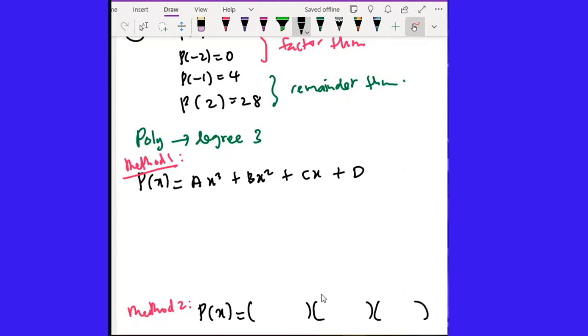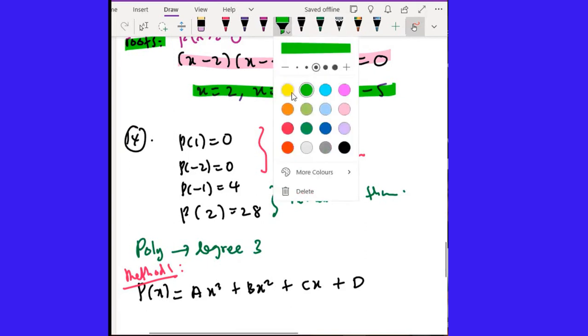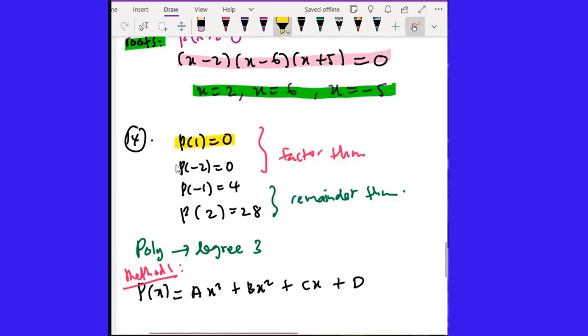Okay. Dia dah bagi apa info. P of 1 is equal to 0. P of negative 2 is equal to 0. What does it mean? Mana apa ni? Dia bagi ni. Apa dia punya linear factor ni? Linear factor apa ni? Apa linear factor dia? X minus 1. Okay, good.